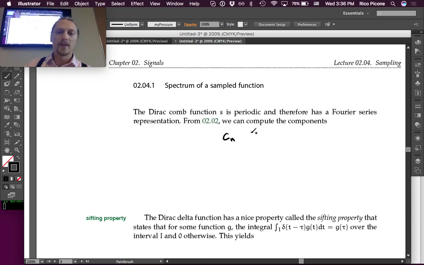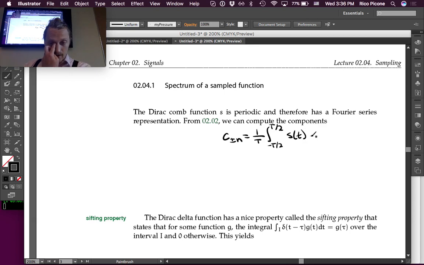So we can compute the components of the Dirac comb function. We call the component Cn. Well, actually, C plus minus n, since there are positive and negative n, equals just plugging the Dirac comb function right into the formula, 1 over t times the integral from minus t over 2 to t over 2 of s of t, the comb function, times e to the minus j 2 pi n t over t dt. Whew. Okay. So that's our expression.